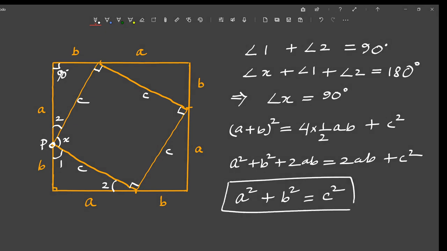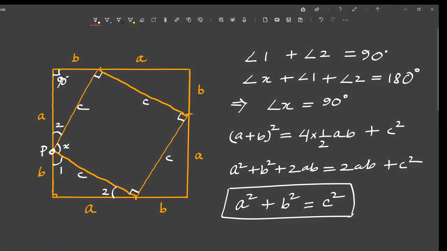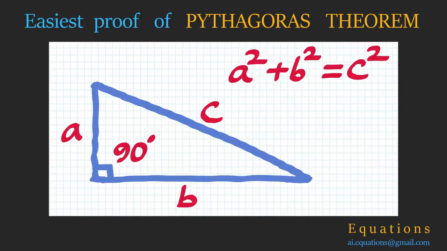So equating this, we get a square plus b square plus twice ab equal to twice ab plus c square. By cancelling twice ab, we get a square plus b square is equal to c square, which is the Pythagoras theorem. Since a and b are arbitrary, they can take any real values. So this proof will hold for any right triangle. Thus we have proved that in a right triangle, the sum of the squares of the 2 perpendicular sides is equal to the square of the hypotenuse.